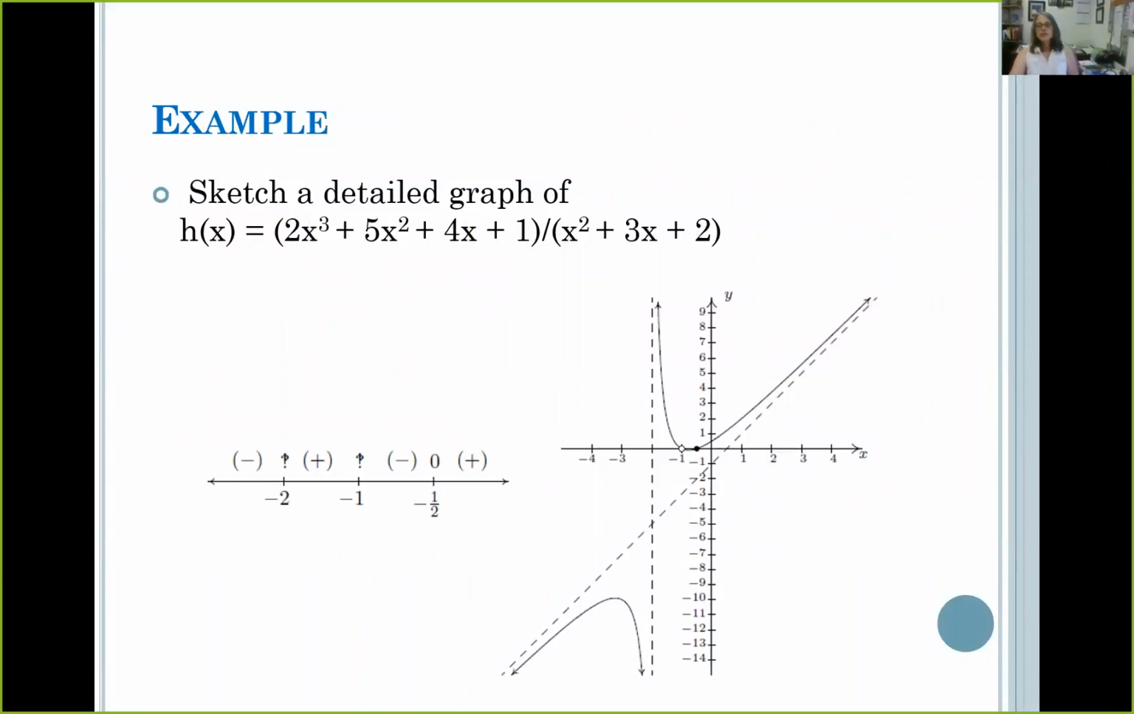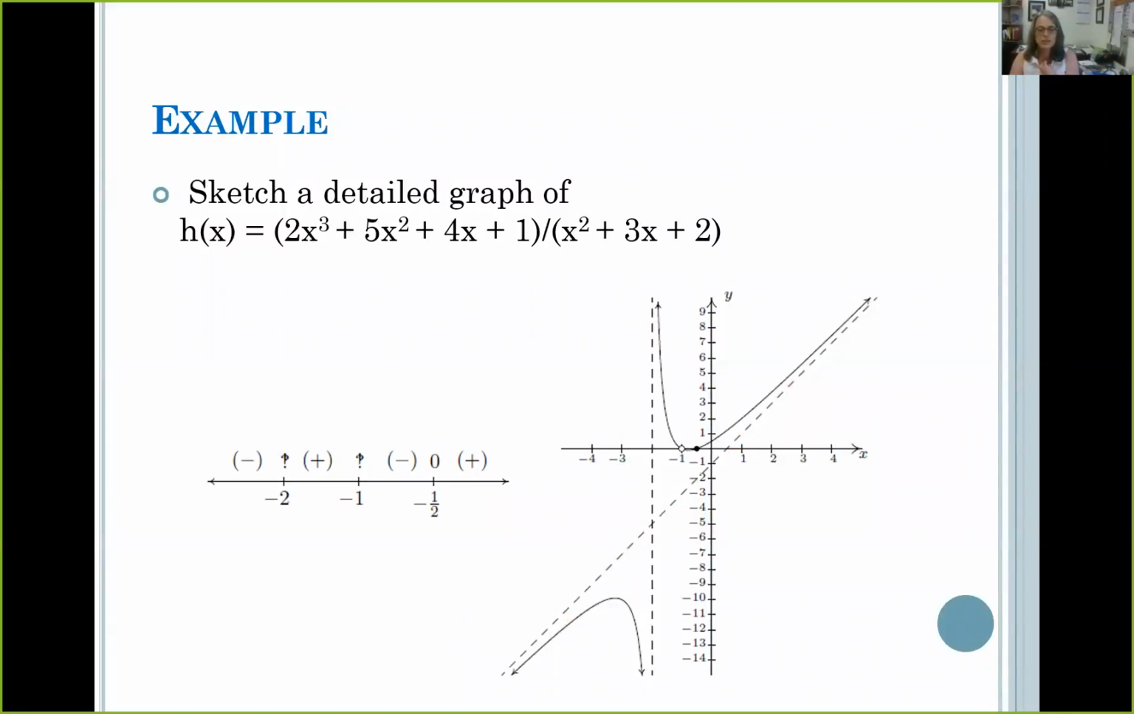I do want to talk to you about what we call oblique asymptotes. Not all functions are going to have horizontal asymptotes. When we graph this function, we see that it doesn't ever actually level out, which means it does not have a horizontal asymptote. What it has is this slanted line. Let's talk about how we get the equation of this slanted line.